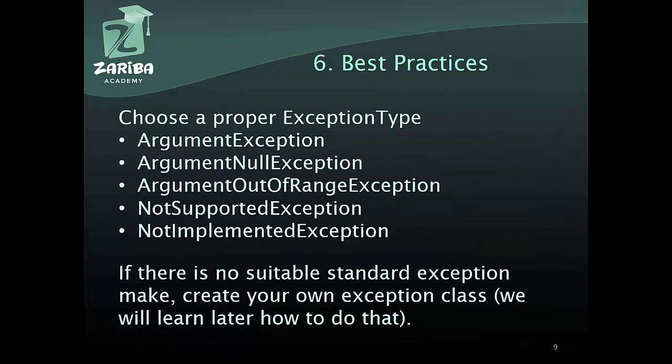Okay, best practices. Choose a proper exception type. This is one of them. So if there isn't a proper one, make one yourself. But it has to be descriptive. It has to describe what happens. So argument exceptions, argument null exception, like the one that we caught, argument out of range exception, and so on.